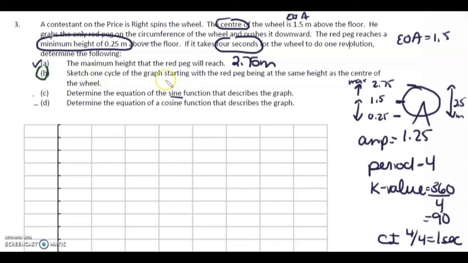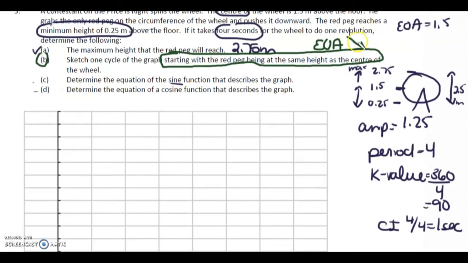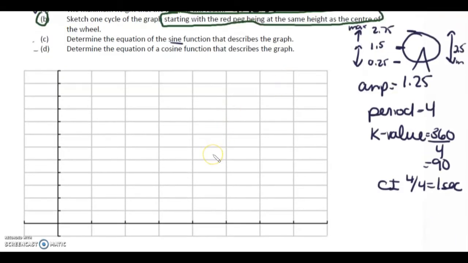Sketch 1 cycle of the graph, starting with the red peg being at the same height as the center. So the starting point is going to be on the equation of axis, and that person is pushing it down. That's important. So the maximum is 2.75. So let's go 0.25, 0.5, 0.75, 1, 1 1/4, 1 1/2, 1.75, and 2, 2 1/4, 2 1/2, 2.75, and 3.